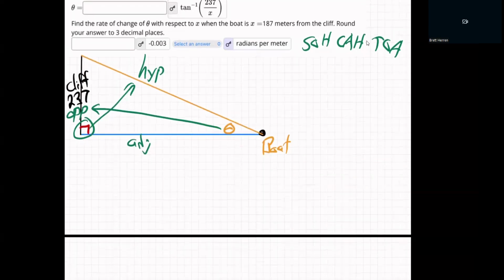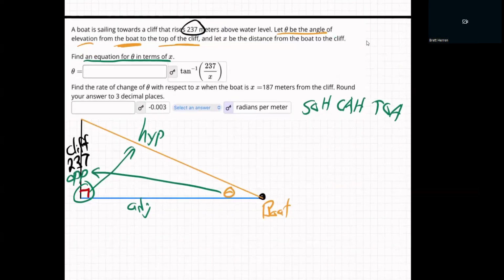Okay, so now here we go. We need one of these trig relations. How do we know which one? Well, look at what you have: theta. And oh, I forgot one thing. Let x be the distance from the boat to the cliff. I forgot to put that in. X is this distance from the boat to the cliff. Okay, so there's x.